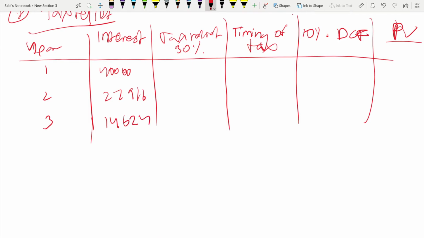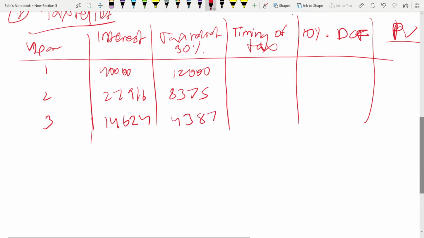14,624. Tax at 30% of it is 12,000. This is easier, okay. Here you don't need to rely on this thing. 8,375, 4,387. Timing of tax 2, 3, 4. Year 2, year 3, year 4. That means year 1 tax will be paid in year 2, year 2 tax in year 3, year 3 tax in year 4, because they told us there is a 1 year tax delay, and 10% discount factor.